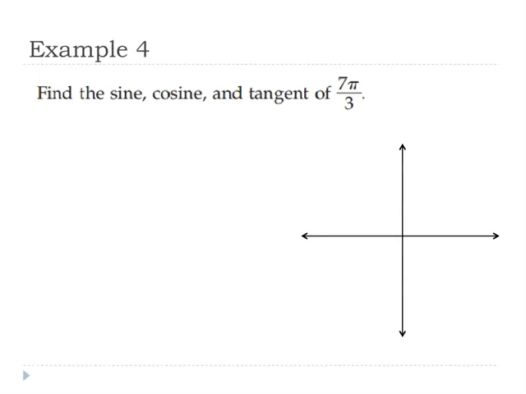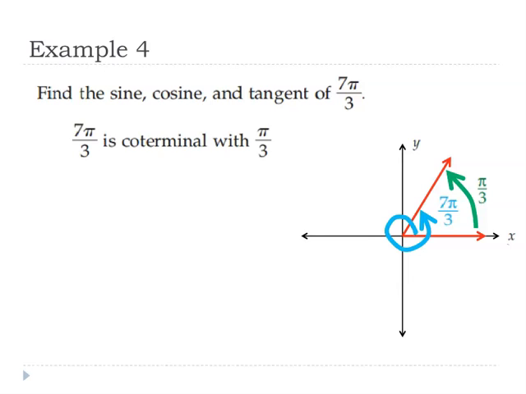find the sine, cosine, and tangent of 7 pi over 3. So 7 pi over 3, if we were to draw this out, would be a full rotation, right? 6 pi over 3 is 2 pi, plus another pi over 3. So this is 7 pi over 3 here. Now another way to write this is pi over 3. Okay, so since 7 pi over 3 is coterminal with pi over 3, that means in order to find sine, cosine, and tangent of 7 pi over 3, all we need to do is find sine, cosine, and tangent of pi over 3.